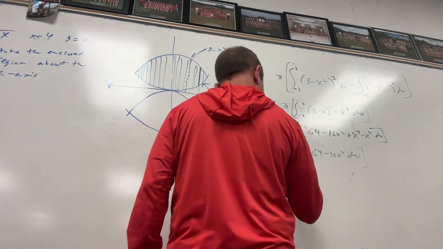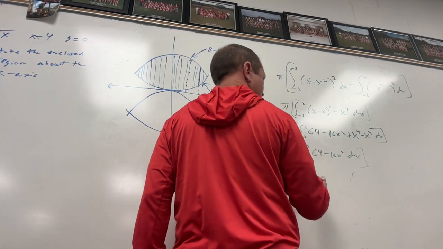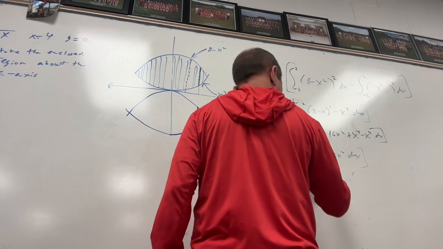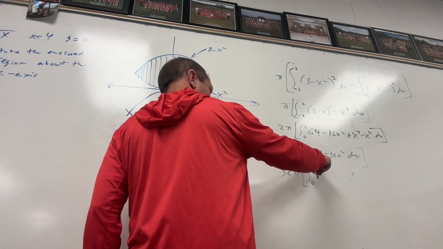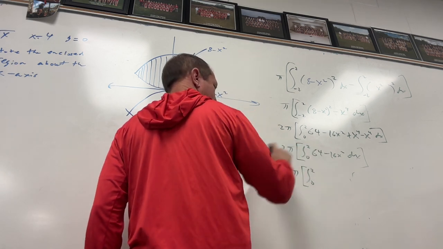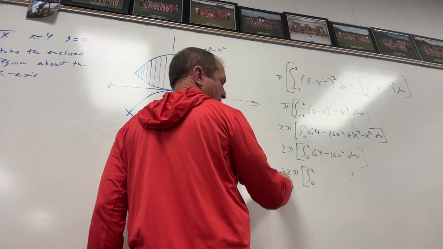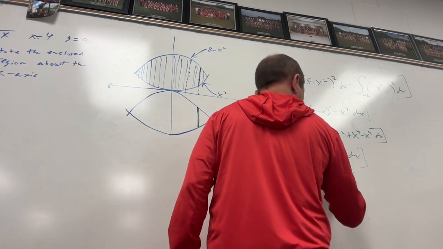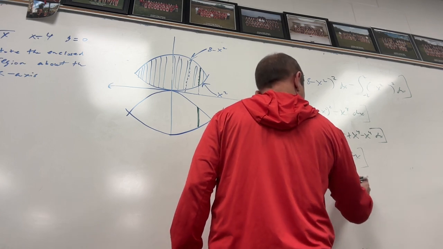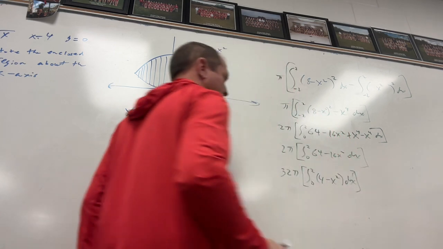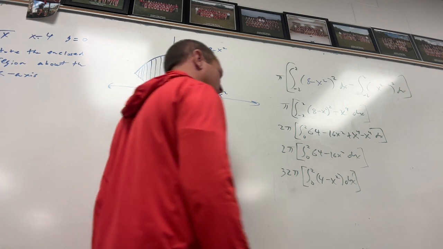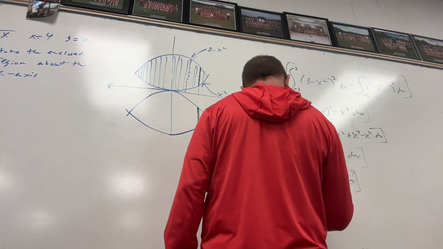So I get 32 pi times the integral from 0 to 2 of, what would that be now? Well, remember I didn't factor out 32, I factored out a 16. So, yeah, 4 minus x squared dx. I don't know why all of a sudden I decided to put a parenthesis up there, but I did. So, let's anti-differentiate that.